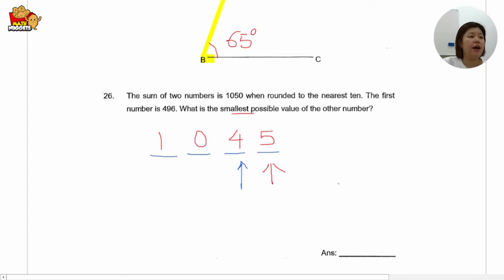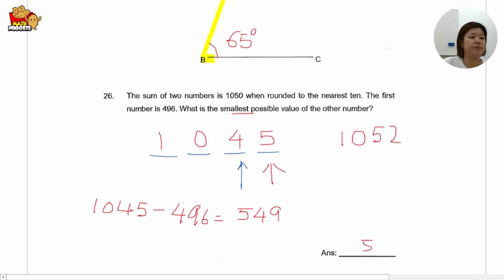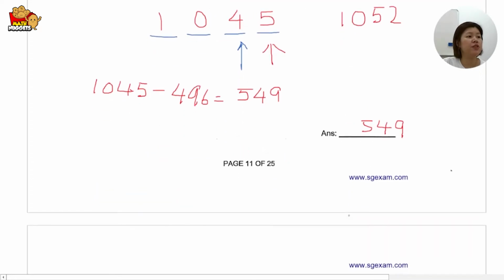Okay, if you double check, I can put 1052, but it's not the smallest value, so I have to pick 1045. So since I already know the total, I can take 1045 minus 496, which will give you 549. Okay, let's move on to the next question.